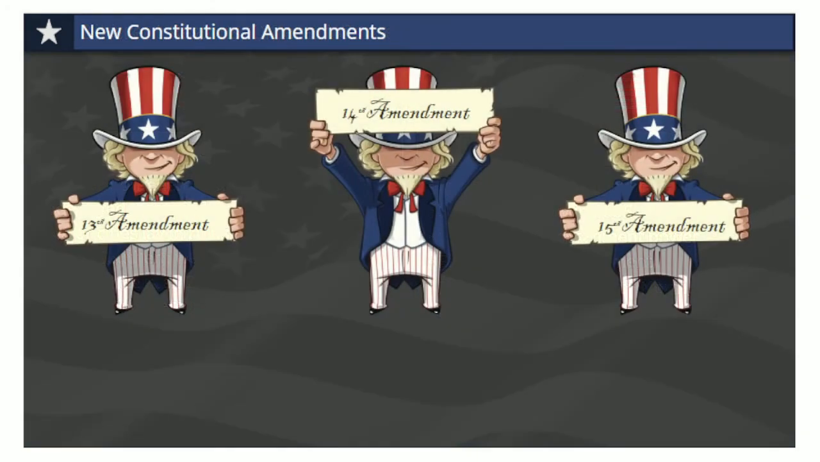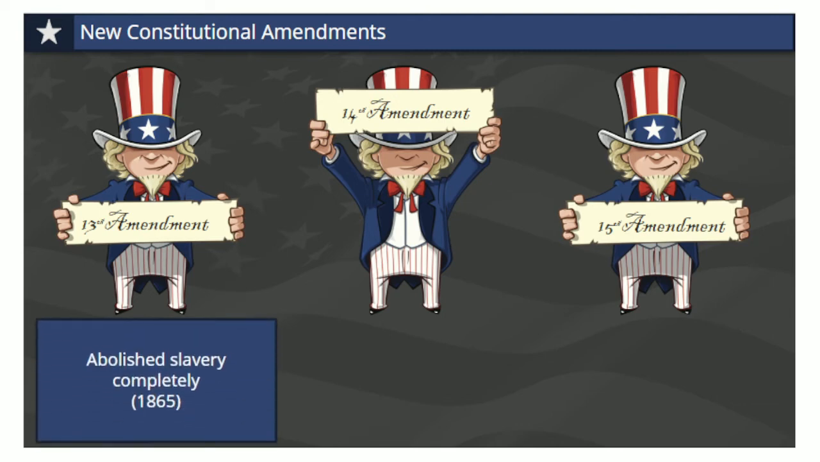Another consequence of the Civil War was the passage of three constitutional amendments, all of which dealt with the new place of African Americans in the country. We already mentioned the 13th Amendment. It abolished slavery completely in the United States.